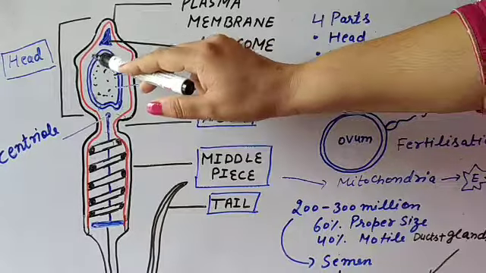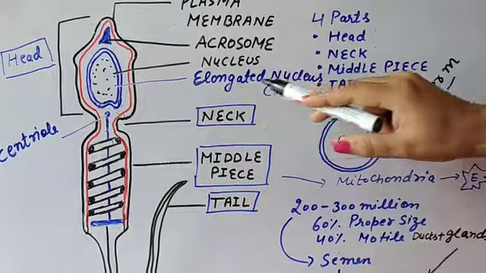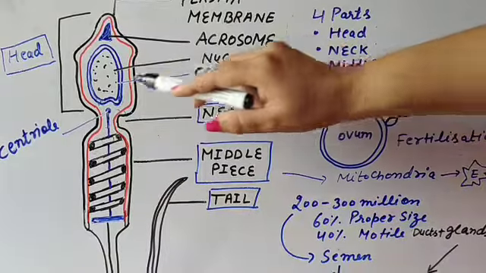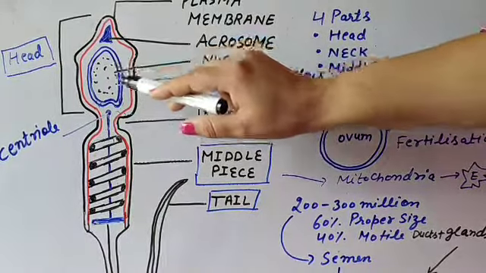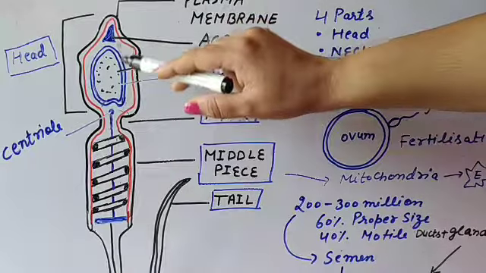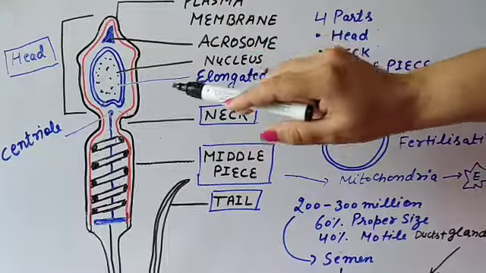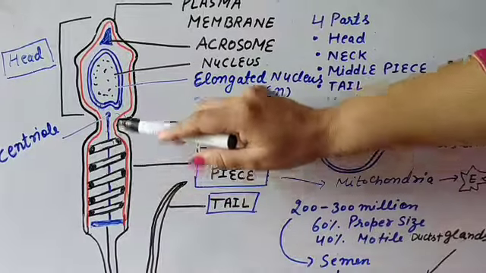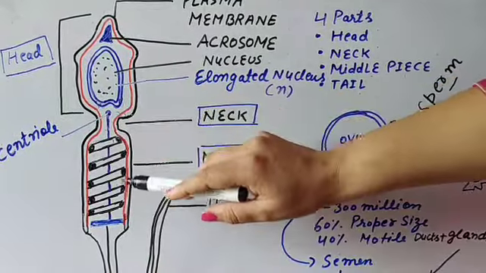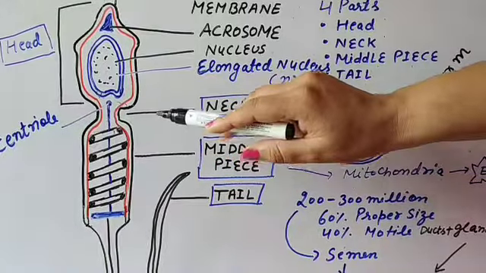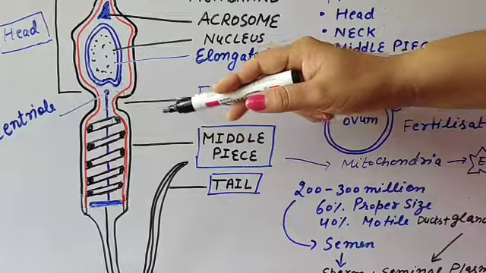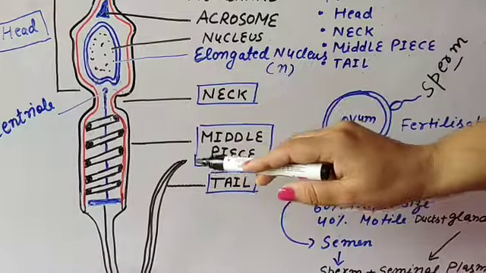After that there is a very large elongated nucleus, and this nucleus has the chromosomal material. Then a very short neck is present, and then the middle piece. The middle piece has numerous mitochondria which provide energy for the movement. So that is the middle piece.